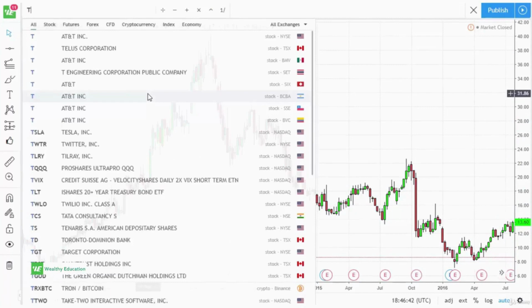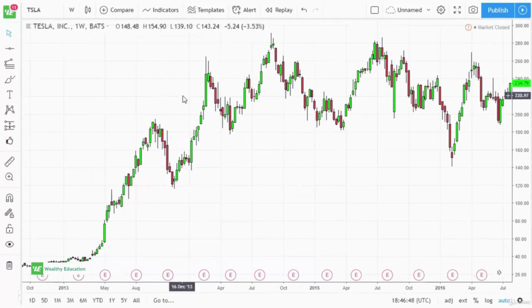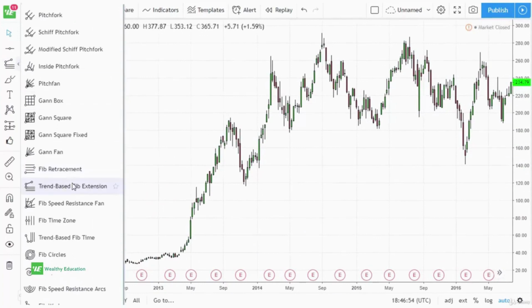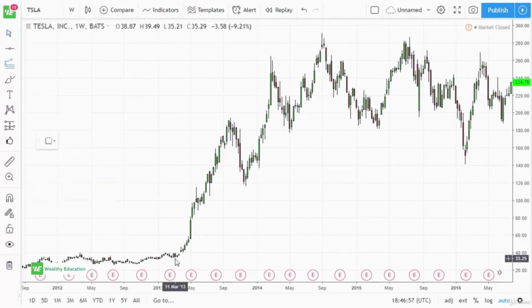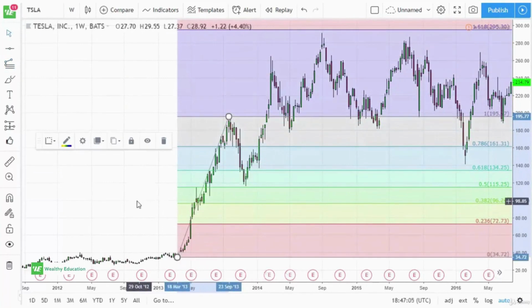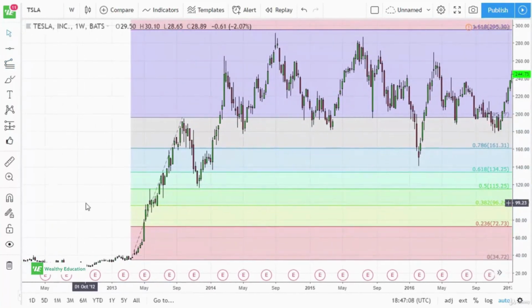So let's see what Tesla's got going on. I'm going to go ahead and use the trend-based fib extension because it gives us both. We've had a nice strong move all the way up to here. We pulled back here. So let's take a look at this trade. The first thing that you should notice is that we have a pullback as we started to fall. You can pull back to the 50%, and a hammer right there.